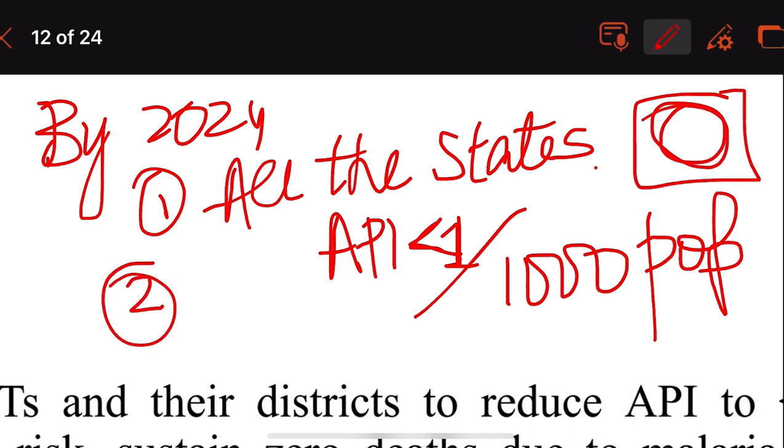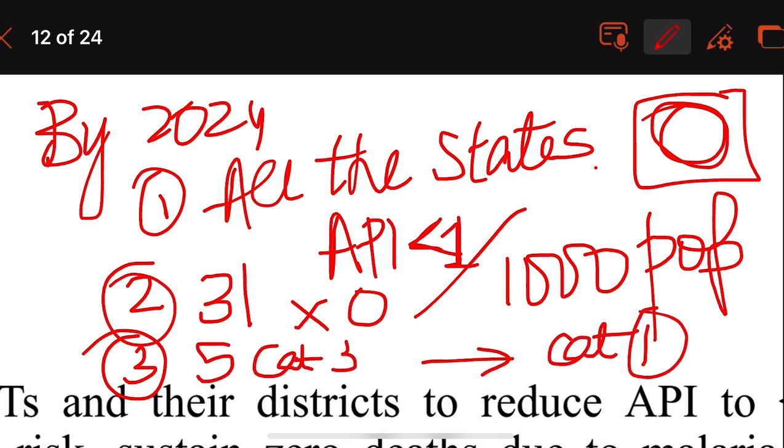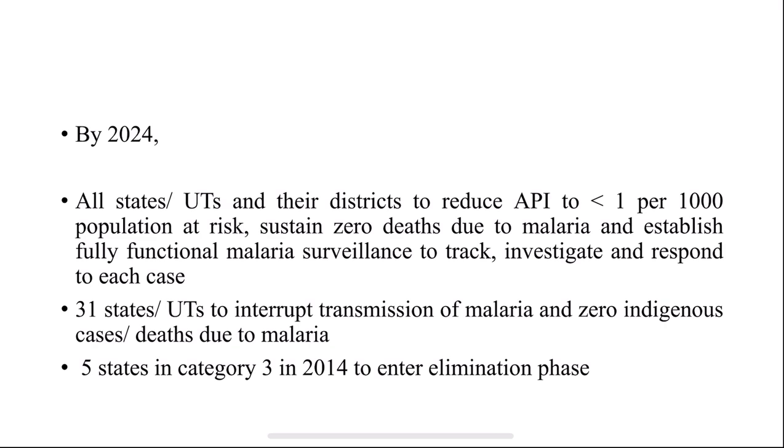The second thing, all the 31 states should interrupt malaria and attain zero indigenous cases. Third point, we saw that the 5 states in category 3 should enter the elimination phase, which is nothing but category 1. Clear? I hope it is clear. The milestones by 2024 we revised.